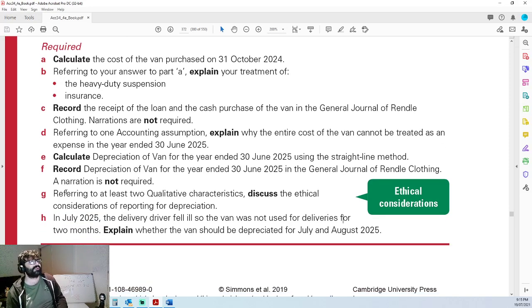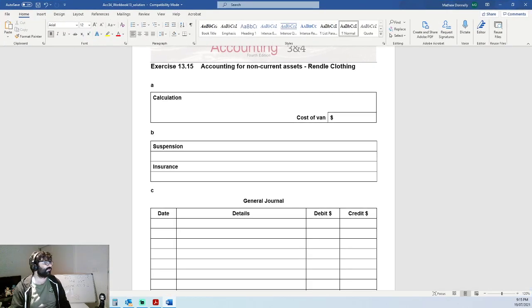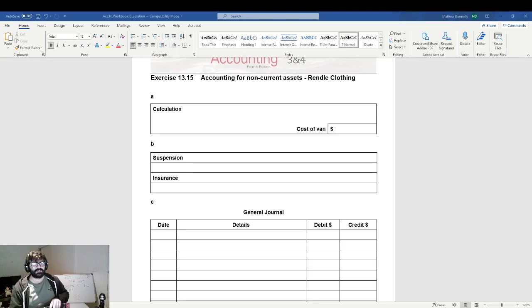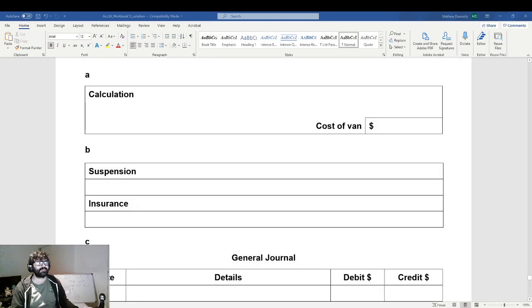Then we're going to talk about the qualitative characteristics for when we report depreciation. And then in July 2025, the delivery driver fell ill, so the van was not used for 2 months. Explain whether the van should be depreciated. So a lot of theory in there, and I think that's going to be good exam practice. So without further ado, let's tick over and make a start. So I'm just going to zoom that in. There we go. I'm just going to try and make that a touch bigger.